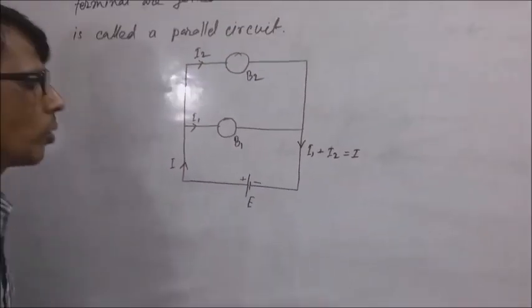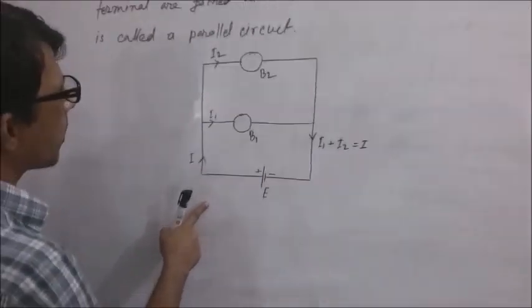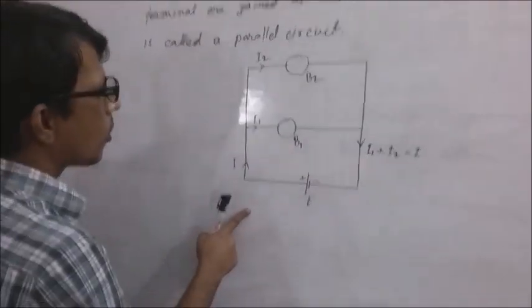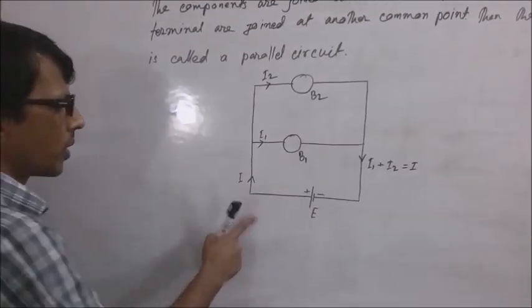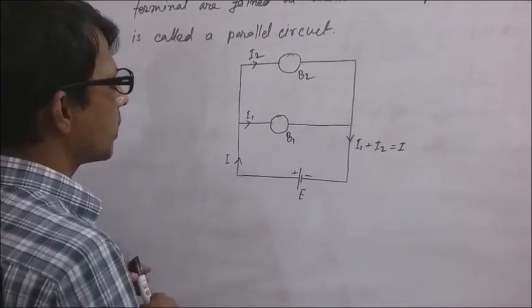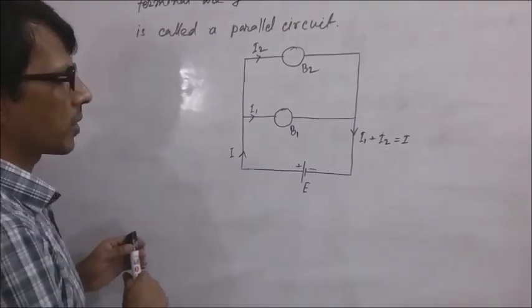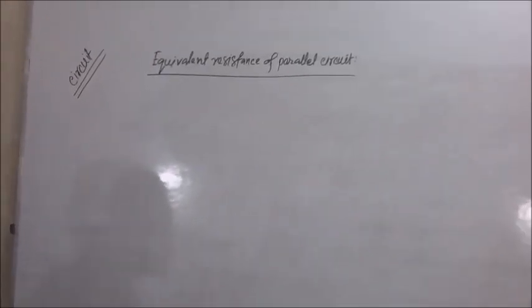I1 plus I2 comes to I. Here, in this parallel circuit, potential difference across both branches is the same, but current is different. The parallel circuit is used in houses and offices for different purposes. Now we will calculate the equivalent resistance of parallel circuit.